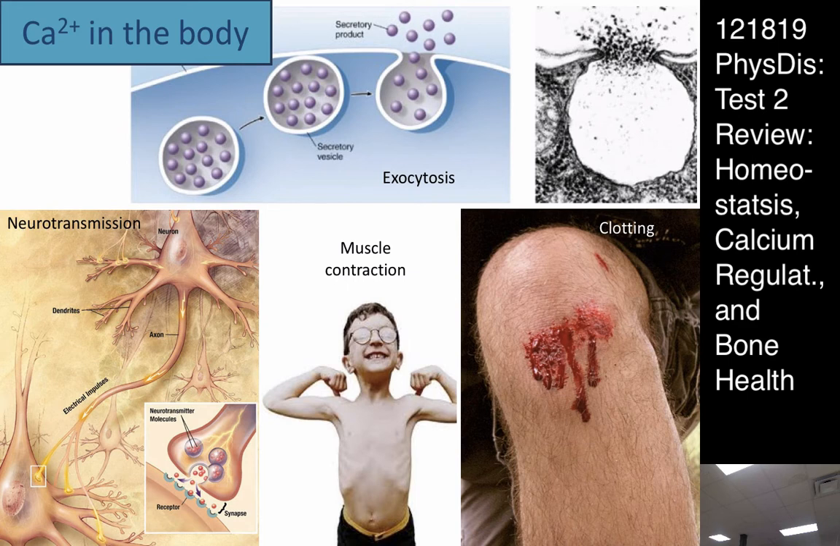Exocytosis, its definition is pretty well described by its etymology. So exo, meaning outside of, cyto, cell, and osis, process. It's the process of sticking stuff outside of the cell. It's the process of membrane fusion of a vesicle with the outside membrane.